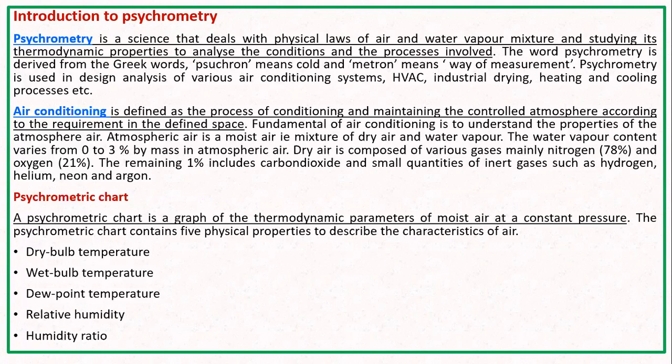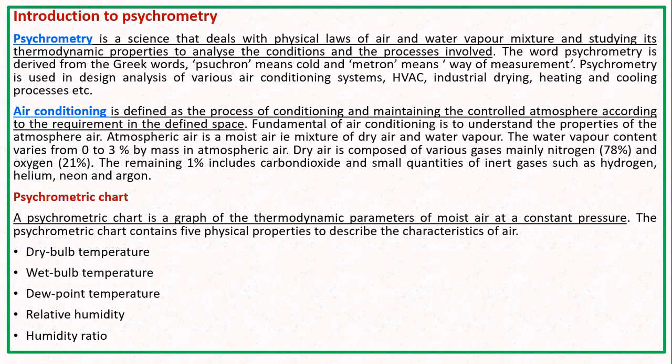Normally, any atmospheric air consists of a mixture of dry air and water vapor. Water vapor content normally varies between 0 to 3%, and the dry air is composed of many gases, mainly nitrogen, which is 78%, and oxygen, 21%. The remaining 1% includes all other gases such as inert gases like hydrogen, helium, argon, and also carbon dioxide.